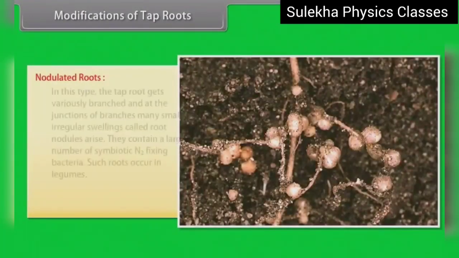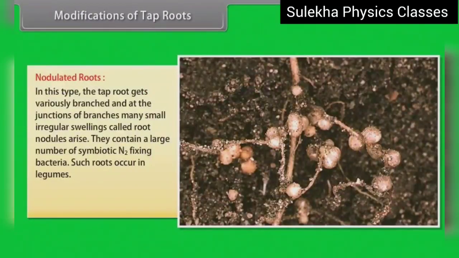Nodulated roots. In this type, the taproot gets variously branched, and at the junction of branches, many small irregular swellings called root nodules arise. They contain a large number of symbiotic N2 fixing bacteria. Such roots occur in legumes. Example, Rhizobium leguminosarum.